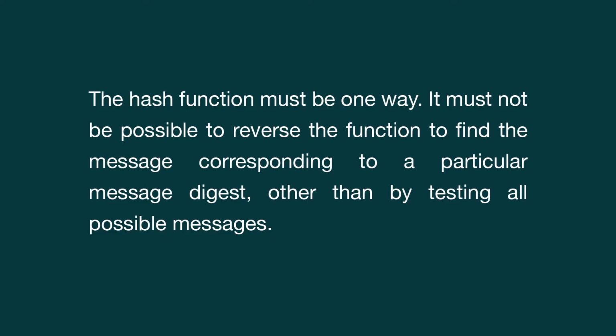Messages are naturally variable in size, but a message digest is a fixed size numeric representation of the contents of the message. Usually, a hash function is used to compute the message digest, which is a transformation that meets two criteria. The hash function must be one-way. It must not be possible to reverse the function to find the message corresponding to a particular message digest other than by testing all possible messages. And it must be computationally infeasible to find two messages that hash to the same digest.